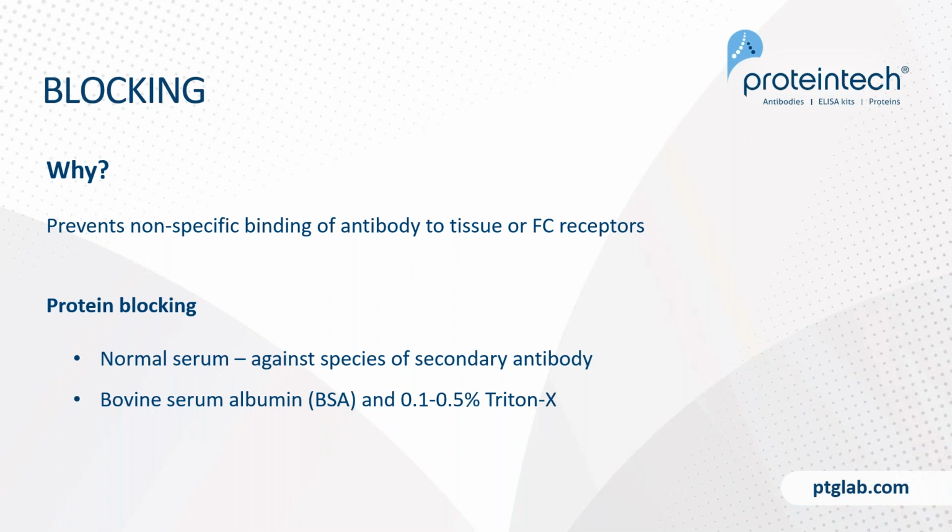For protein blocking, we often use normal serum, and this is typically against the species of the secondary antibody. It is important that the blocking serum is not the same species as the primary antibody, otherwise you will lose any specificity of your secondary antibody. So if that makes sense, say we have our primary antibody raised in rabbit, we want to make sure that we use a serum that is different to that. Otherwise, if it was also raised in rabbit, when we used our anti-rabbit secondary, that would therefore lose all non-specific binding. BSA is also commonly used as a protein blocker in conjunction with Triton X.